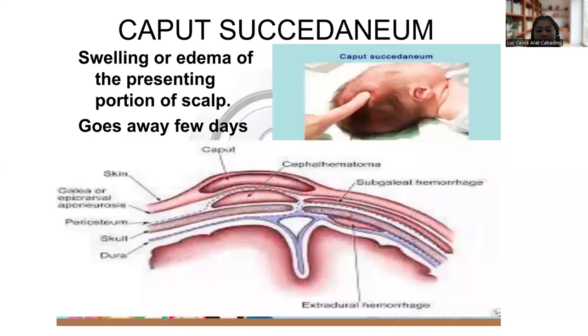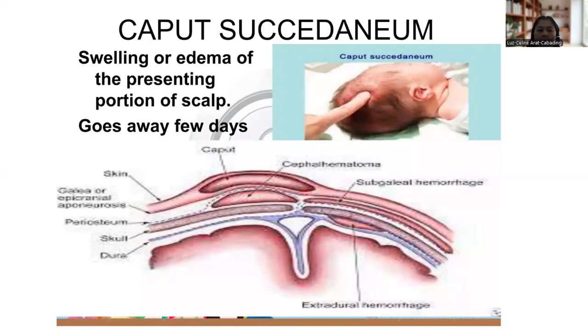Now, earlier I mentioned caput succedaneum. Okay, so upon delivery of the head of the fetus, sometimes it can be traumatic when forceps are used, or from the handling of the head. So it can cause some trauma, and that would show as a discoloration, a sign that there is some bleeding underneath. Now you have to differentiate that from a caput succedaneum.